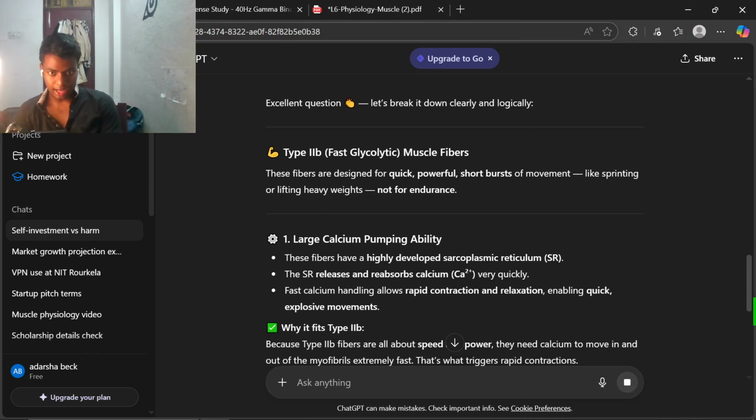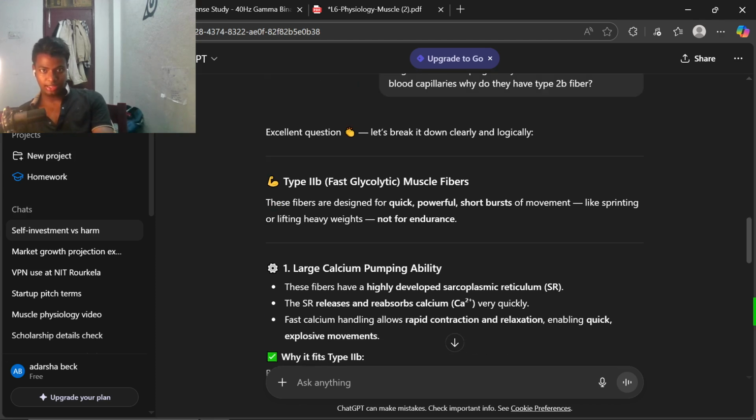So this fiber has a highly developed sarcoplasmic reticulum. The sarcoplasmic reticulum releases calcium very quickly. Okay. Yeah, of course. Fast calcium handling is required for rapid contraction and relaxation. So that's why they have lots of it.